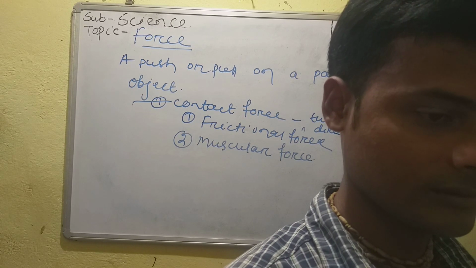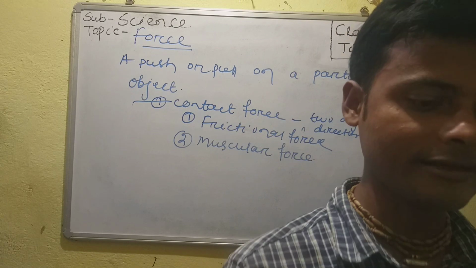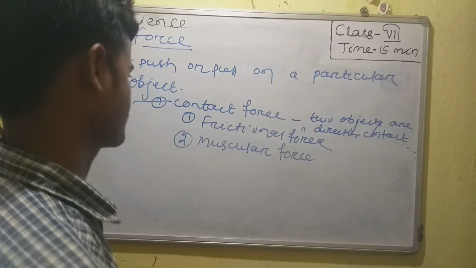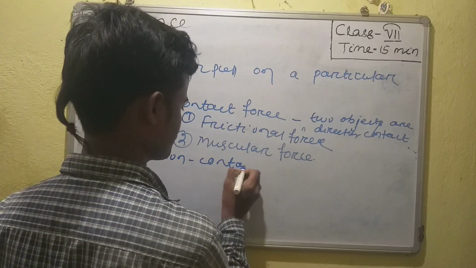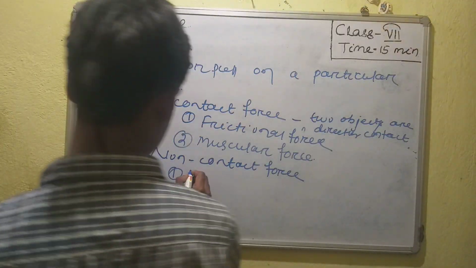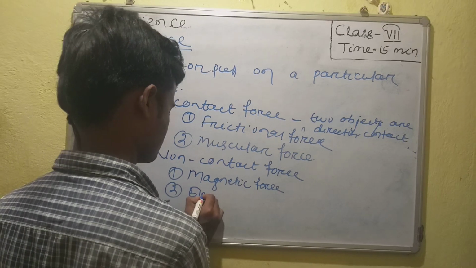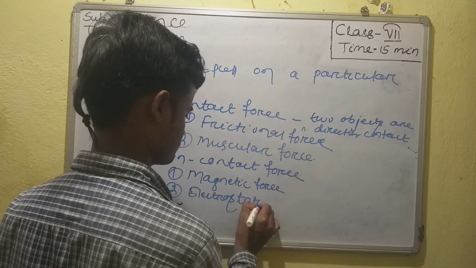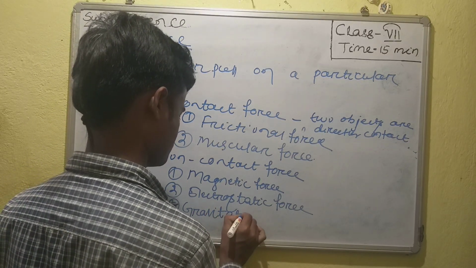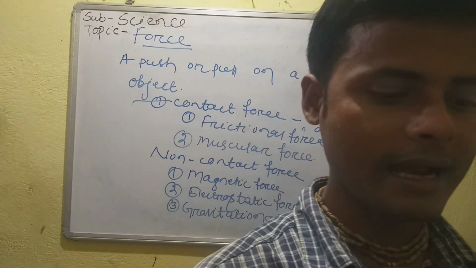Then we come to non-contact forces. When an object is not in direct contact with another object, that is a non-contact force. Non-contact forces are of three types: magnetic force, electrostatic force and gravitational force.